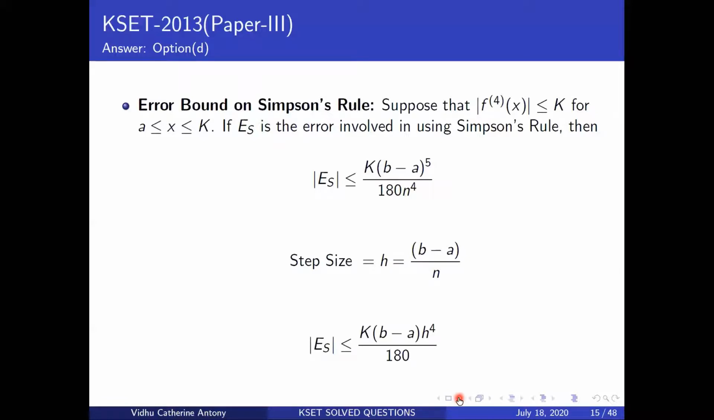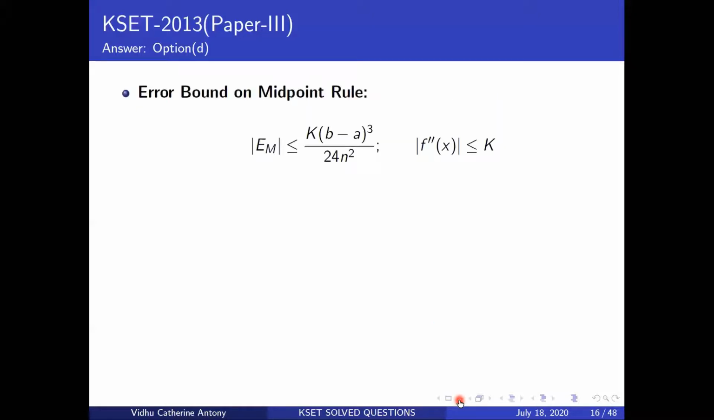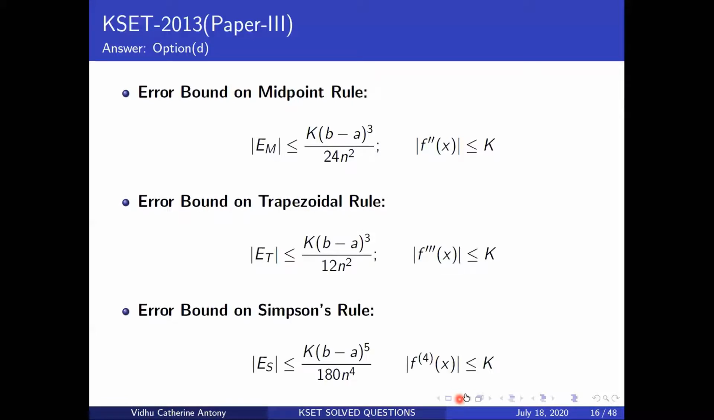We've done it all in BSc, but something that's not common is this error bound formula for your midpoint, trapezoidal, and the Simpson's rule. So basically, how does this vary? If you check this out, this varies as a power of 2, h power 2. It's of the order of h power 2.